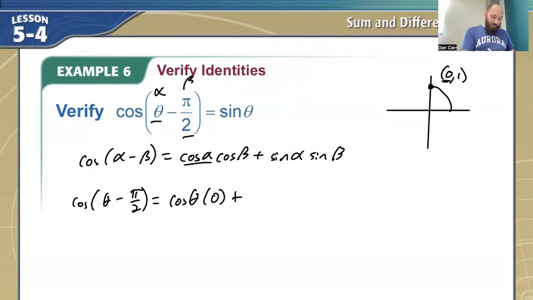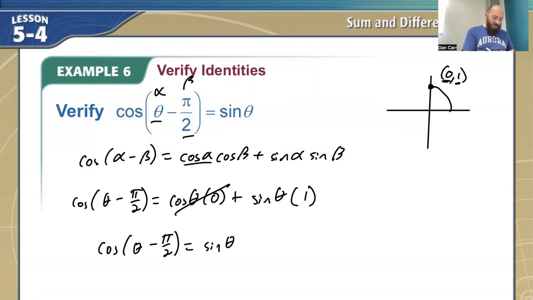The sine of alpha, in this case sine theta, because that's my first location there, times the sine of beta. That sine of beta is 1, so the 0 is going to just cancel that out. What I'm left with is that cosine of theta minus pi over 2 just equals sine of theta.